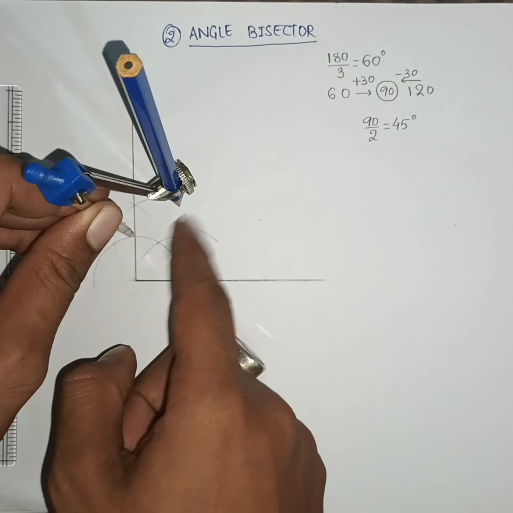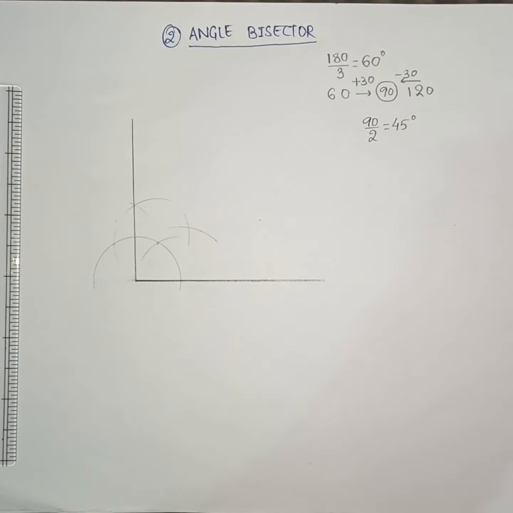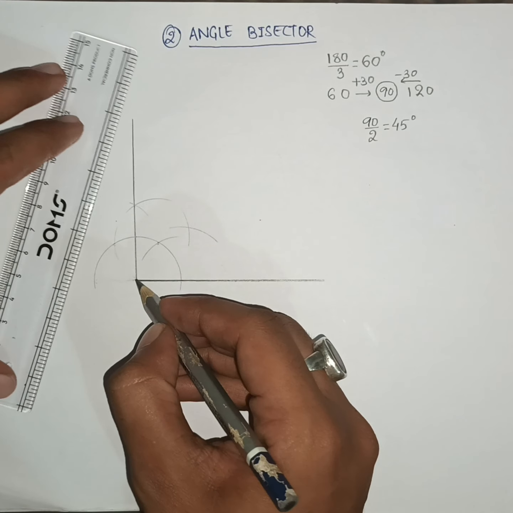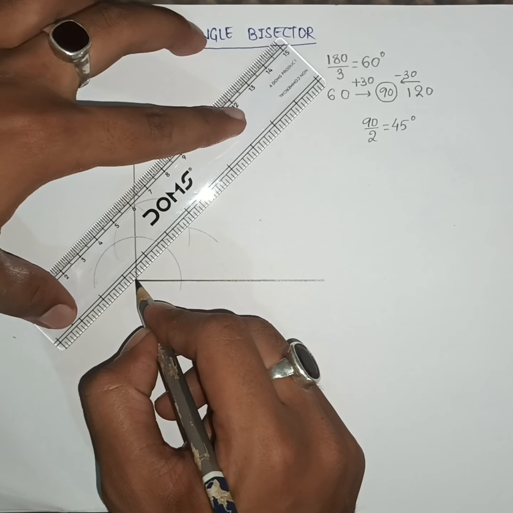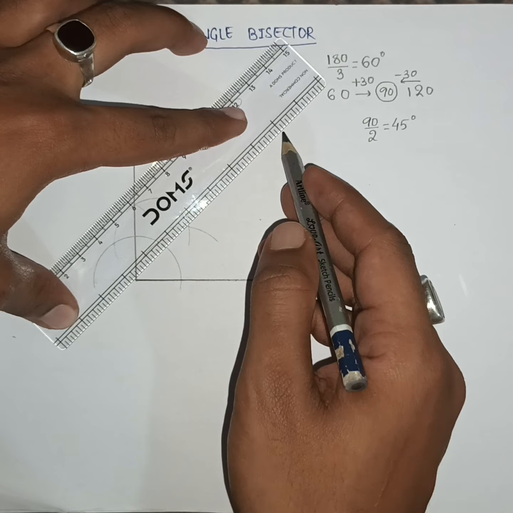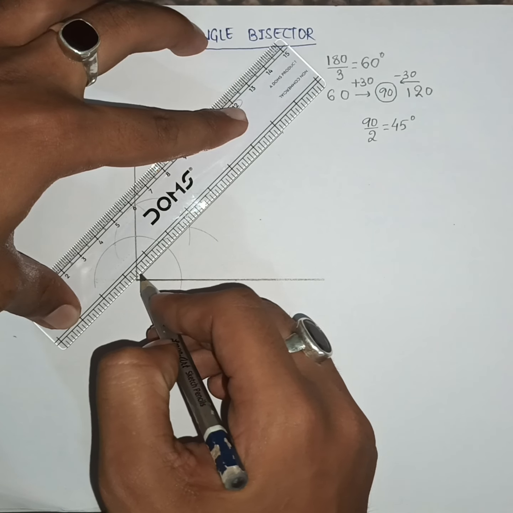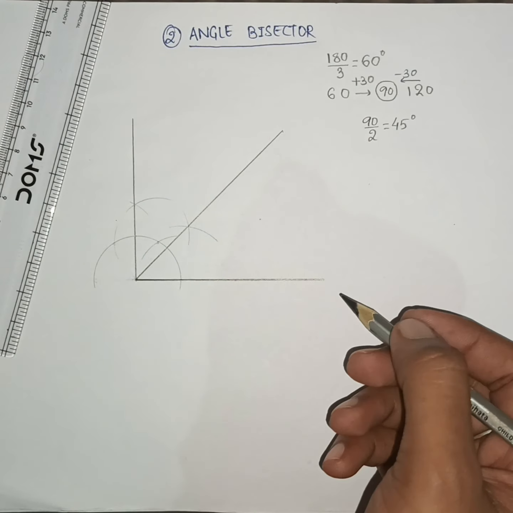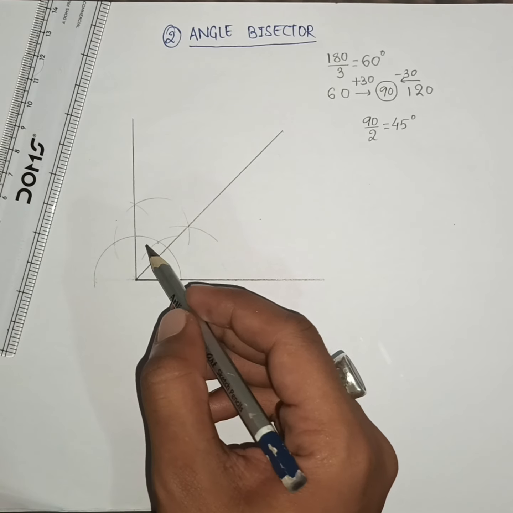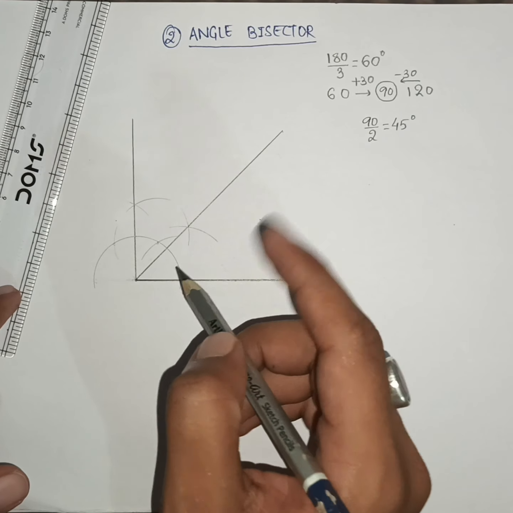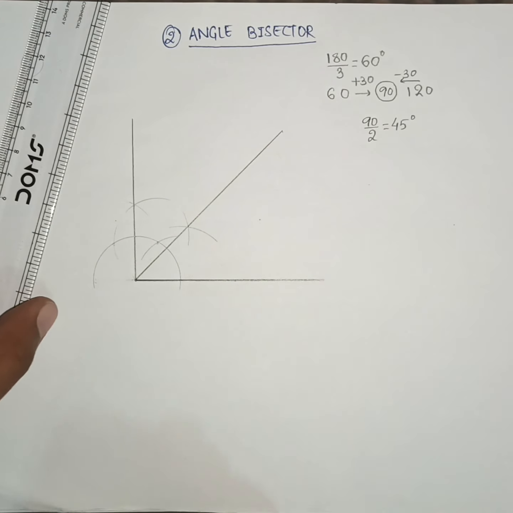And now when the intersection point has been made, we have two points. One is the vertex and one is the intersecting point. Now when we join these two points, we get a straight line, and this straight line is dividing this 90 degrees into two equal parts, each of 45 degrees.